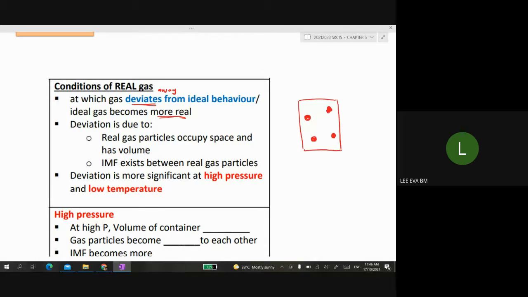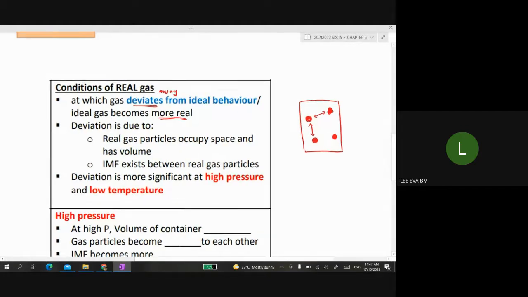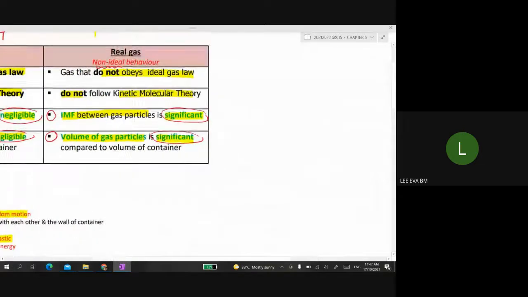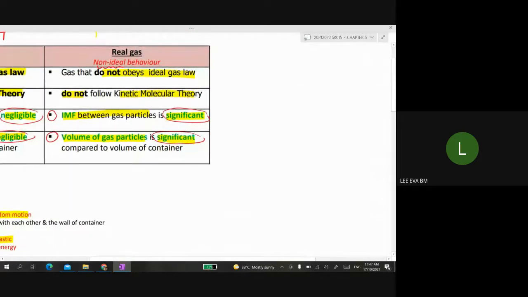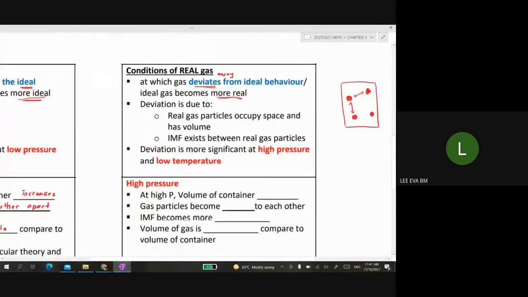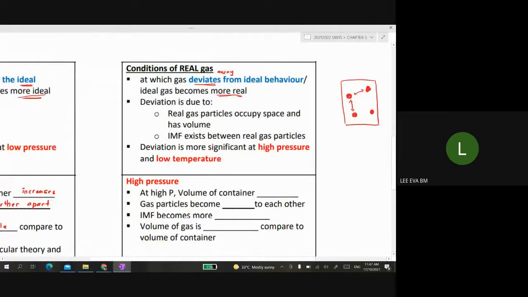Another thing over here, real gas also has intermolecular forces. Because the particles occupy space, they become closer together. Therefore, you have the intermolecular forces. Let's go back to the table above. Real gas has significant intermolecular forces. Real gas has significant volume of the gas particles. So the deviation is more significant when it happens at high pressure and low temperature. It is the opposite of the conditions for an ideal gas.